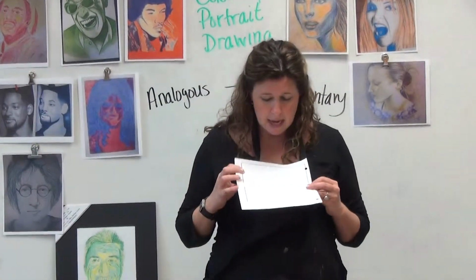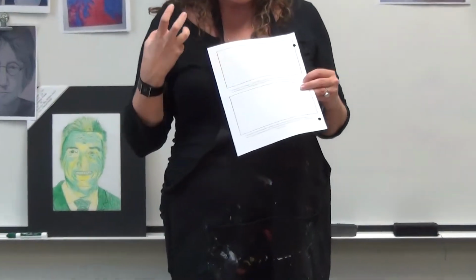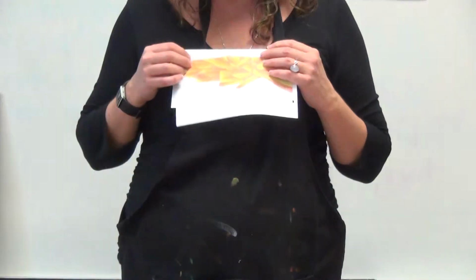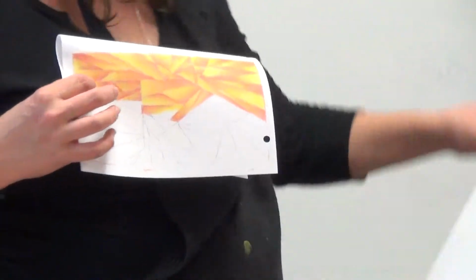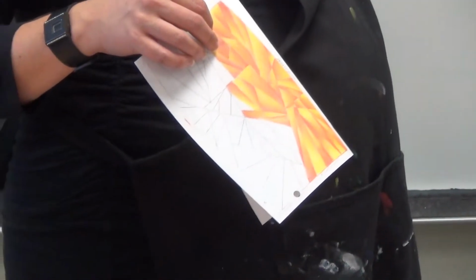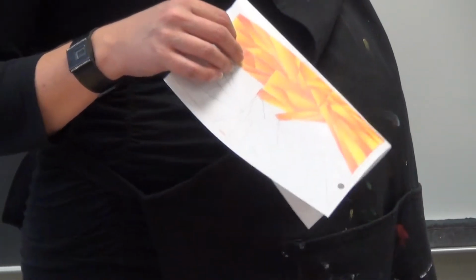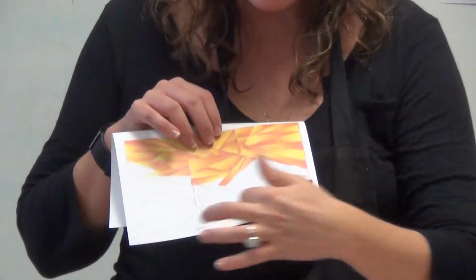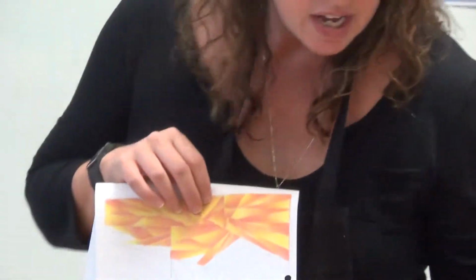On the back side, this top one, you're going to create an analogous color scheme. So you're going to pick three colors that are next to each other on the color wheel. It says here, create a design using flowing lines and geometric shapes. Fill in using an analogous color scheme, blending one color into the next, dark to light and light to dark. So you create your design and then you use an analogous color scheme within each section.